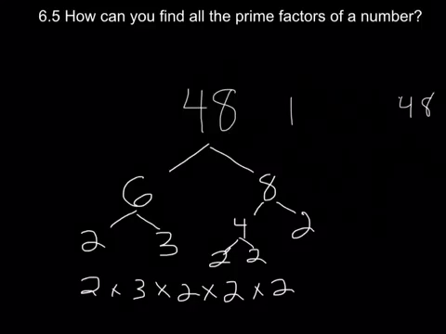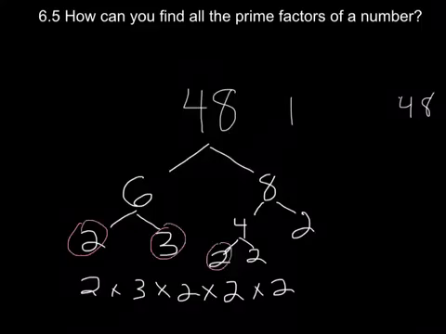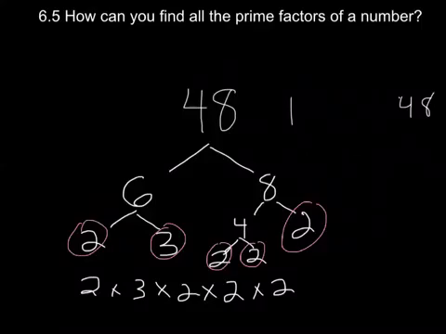And that comes from these numbers right here. And if you multiply 2 times 3 times 2 times 2 times 2, you will get 48, because 2 times 3 is 6, 6 times 2 is 12, 12 times 2 is 24, and 24 times 2 is 48. Okay, so the prime factorization for 48 is 2 times 3 times 2 times 2 times 2. Okay? So that's one way to do prime factorization. We're going to look at another way in the next slide.